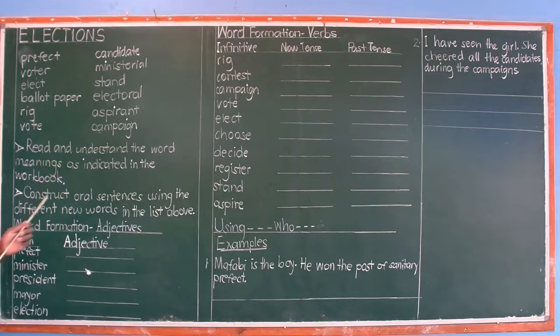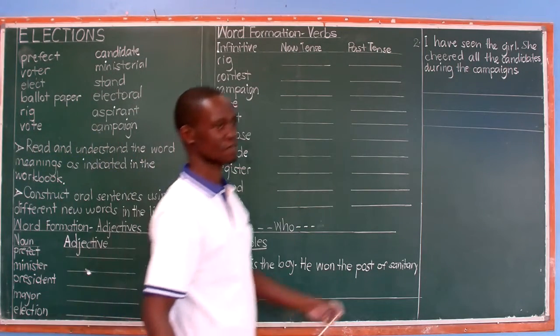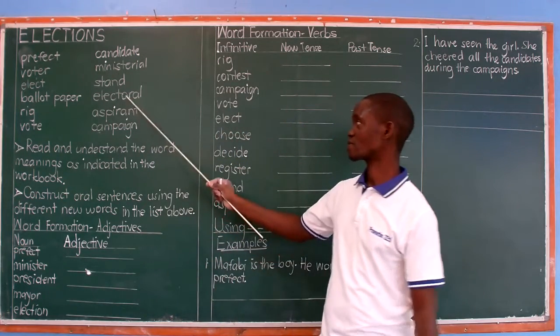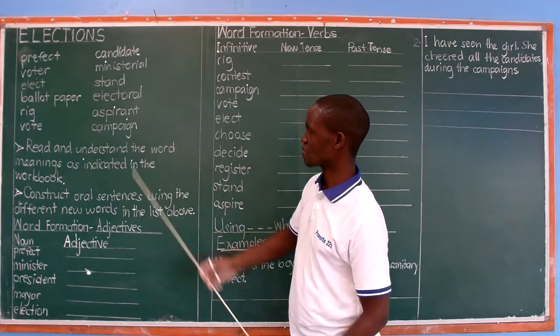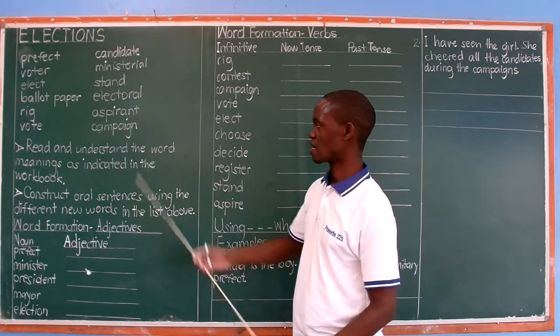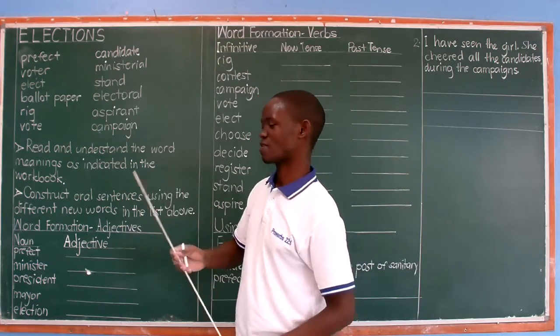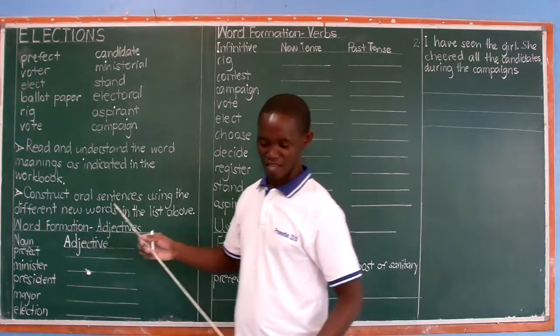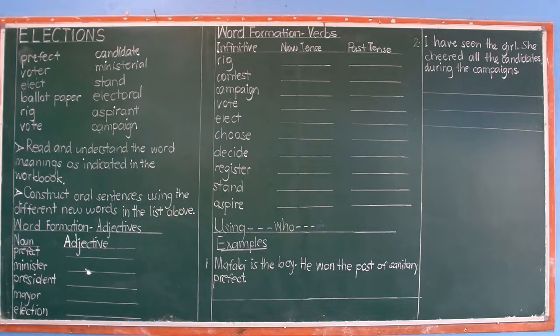Next is electoral, which is another adjective formed from the word elect. Then ministerial from minister. Then second last here we have the word aspirant. And lastly, campaign. An aspirant is one who wishes to participate in an election by contesting. So we have those as our new words today.